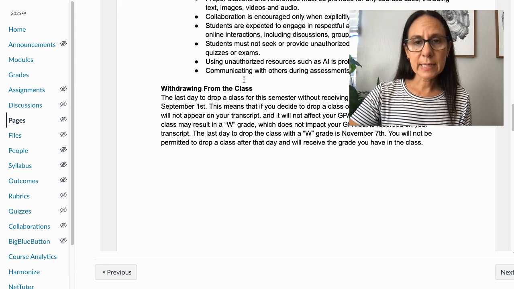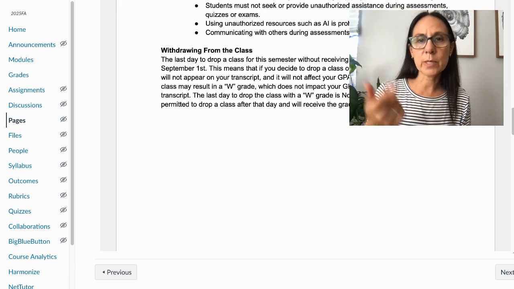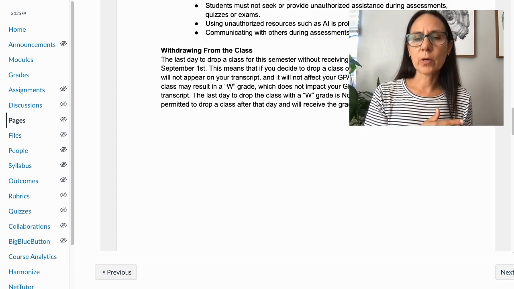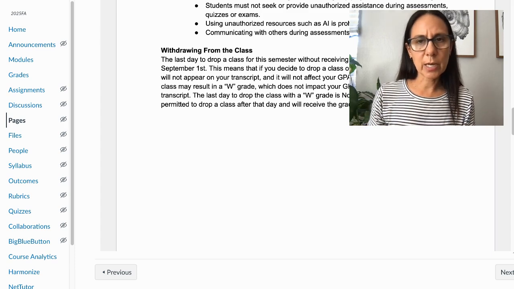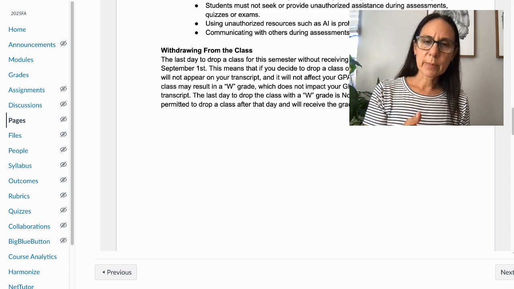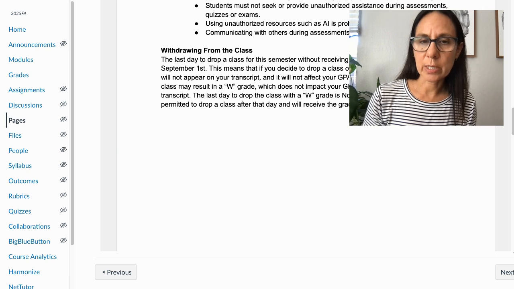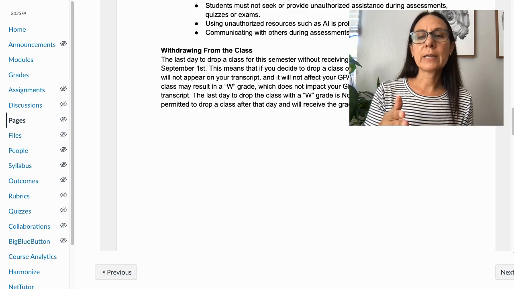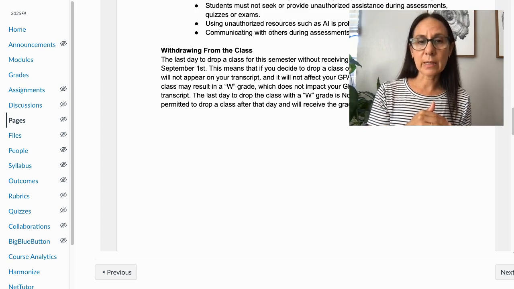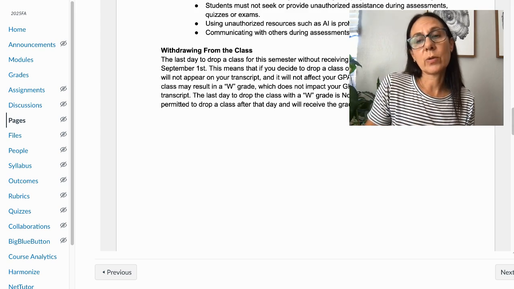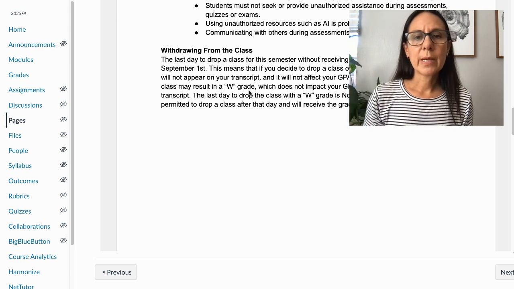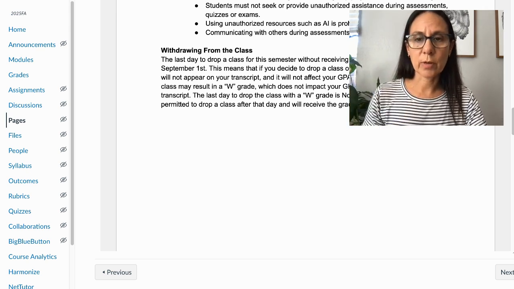Okay, and then the last thing is withdrawing from the class. It is your responsibility to withdraw if you choose to do so. If you drop this class before September 1st, then it just disappears from your transcript and it won't show up. But if you do it after September 1st, then you will get a W on your transcript, which does not affect your GPA, but it is recorded there. And then if you drop the class or if you stop attending after November 7th, then you just get the grade that you have. Okay, so make sure that you keep those dates in mind so that as you move through, you can do what you need to do if you need to withdraw from the class.